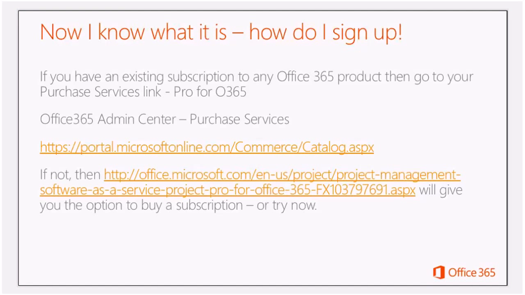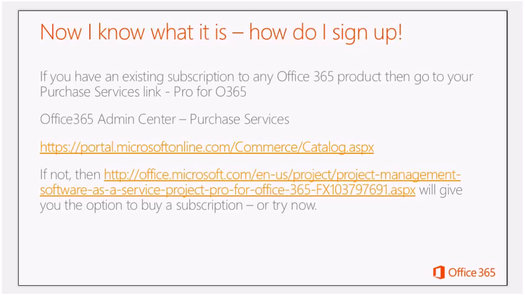In terms of signing up, we went through this last week in terms of a Project Online sign up, and we walked through the video on the E3 sign up and then adding Project. It's the same kind of thing. If you've already got Office 365, you just go to your Office 365 Admin Center, purchase services, and it will be one of the offerings there. So you can just add it at that point.